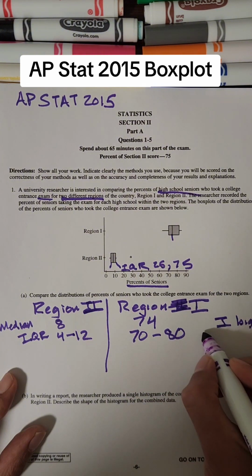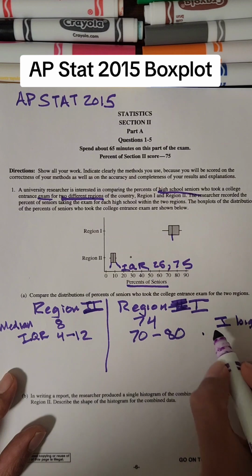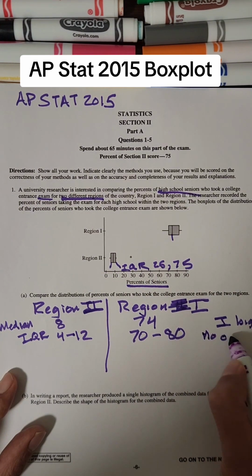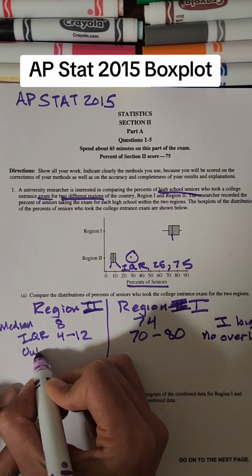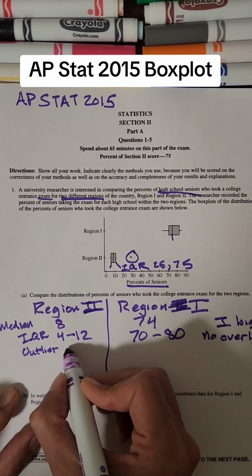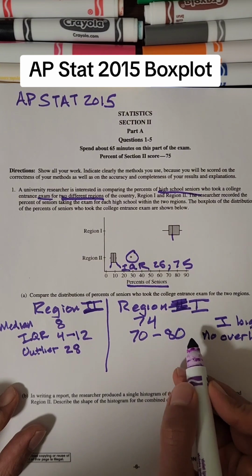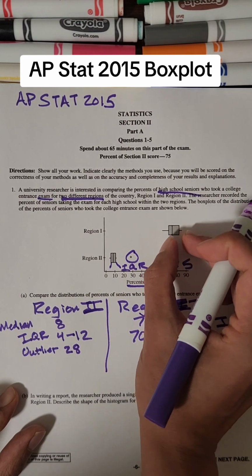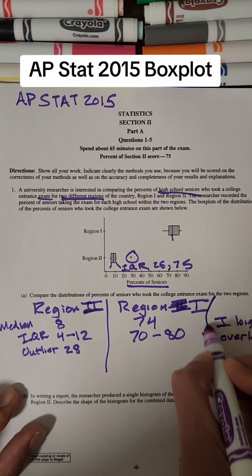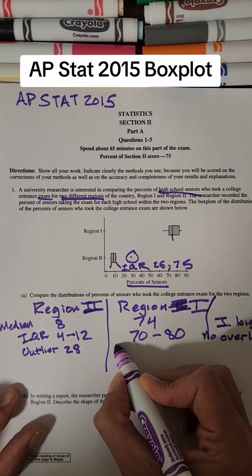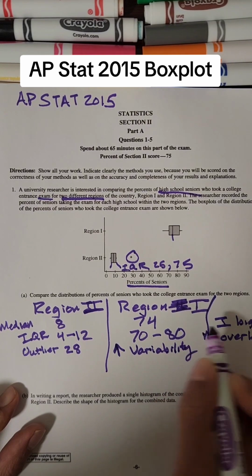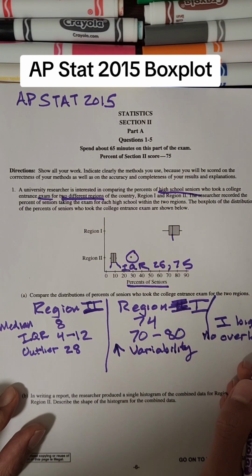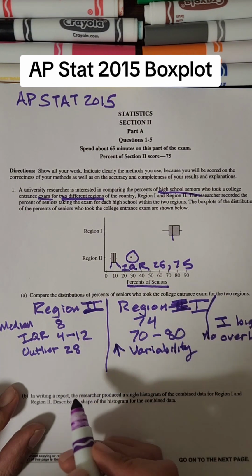Let's see, there's no overlap in the interquartile range, which probably means they're very different distributions, so let's mention that there's no overlap. Region 2 has an outlier, so that's another thing we could probably mention. The outlier is, I don't know, at 28, for example. Region 1 has a wider interquartile range, so more variability. What else can we say? Outlier. That should be pretty good for part A.